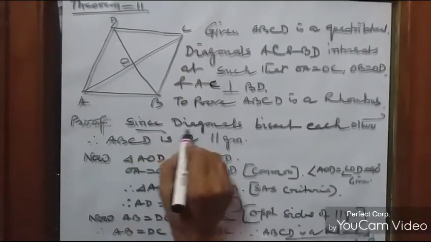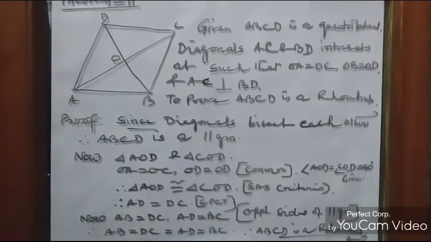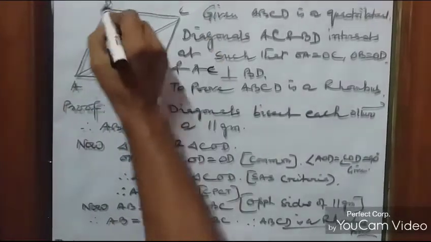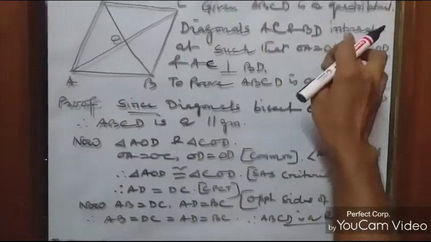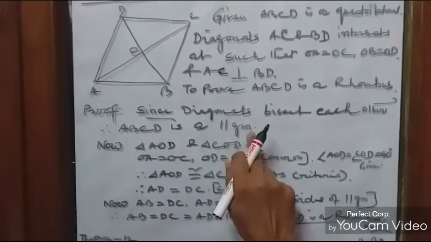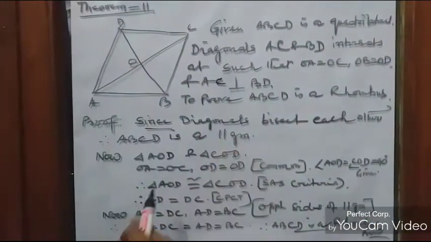Since the diagonals bisect each other, we can conclude directly that ABCD is a parallelogram. It is given that the diagonals bisect each other, no? So if they bisect each other, then definitely this quadrilateral is a parallelogram.